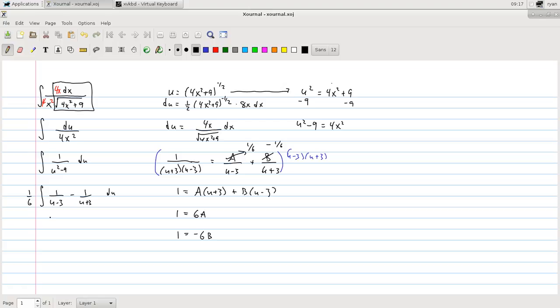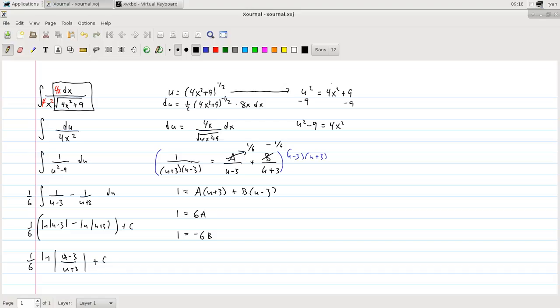Now each of these looks like an ln, so this gives us 1/6 times ln of u minus 3 minus ln of u plus 3 plus c. And we can use our ln property to combine these together into a single log as 1/6 ln of u minus 3 over u plus 3 plus c.